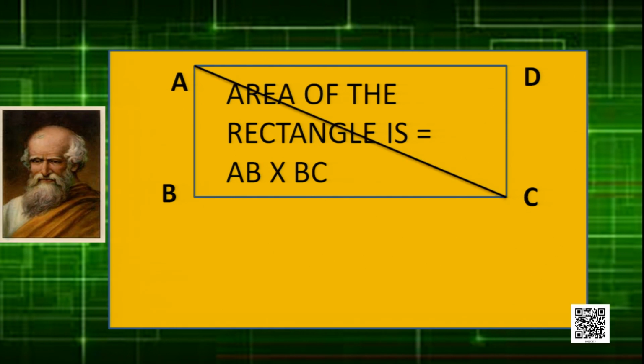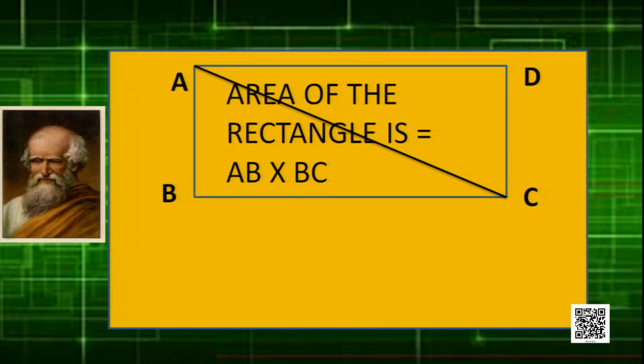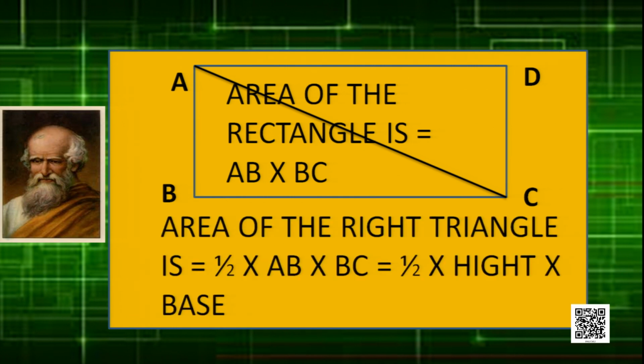If we draw a diagonal AC, then what happens? This divides the rectangle into 2 equal parts, and each equal part has an area that is half of the area of this rectangle. So, as this ABC is half of it, and you see what type of figure is it? It is a right angle triangle. So the right angle triangle ABC has an area that is half of the area of ABCD. Now we can say that the area of the right triangle is half into AB into BC.